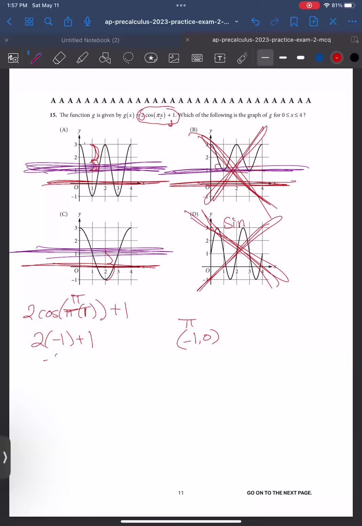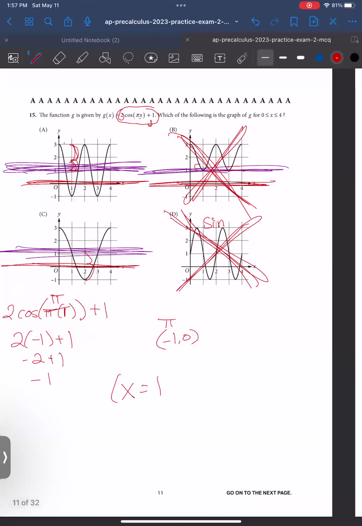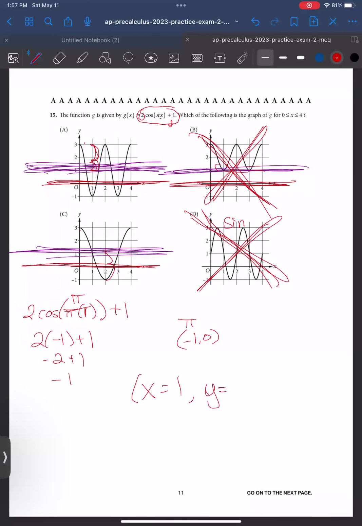So that's -2 plus 1, or -1. So I'm looking now for x. When x is 1, y is -1. So I'm now looking for the point 1 comma -1. Where is that? That's on A, the graphs? It is in A. A is my correct function.